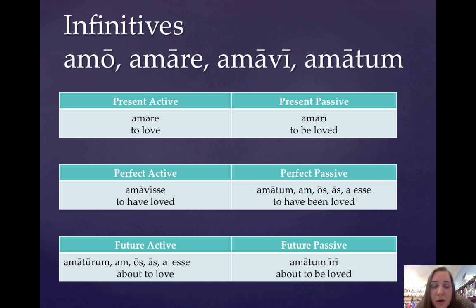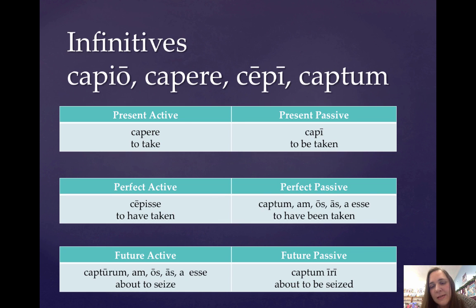Now again, notice that you have to change the ending on this future active participle or on this perfect passive participle to match the subject of the infinitive, to be able to form the perfect passive or the future active infinitive. But for the future passive infinitive, it just is amatum iri, the iri. It's just what it is.